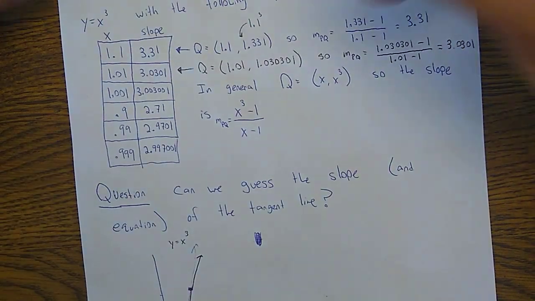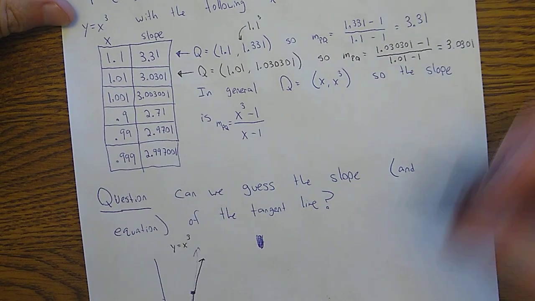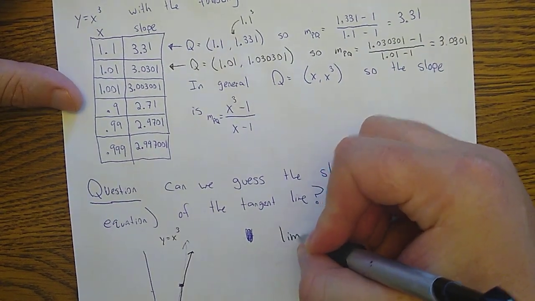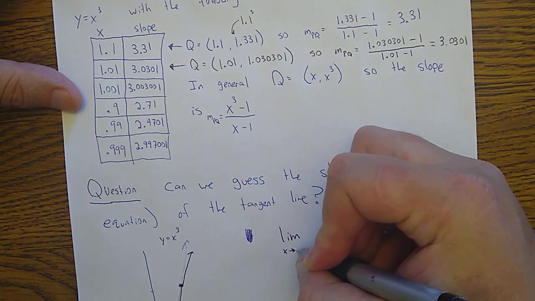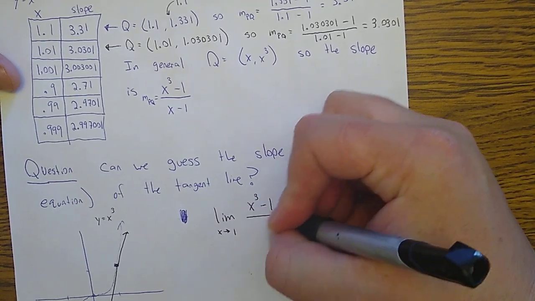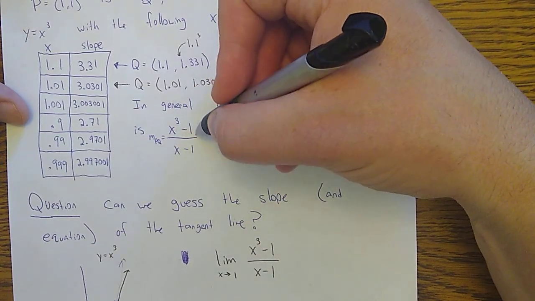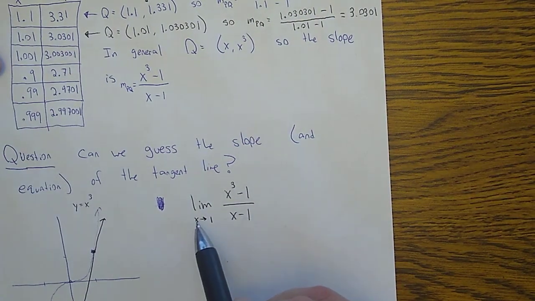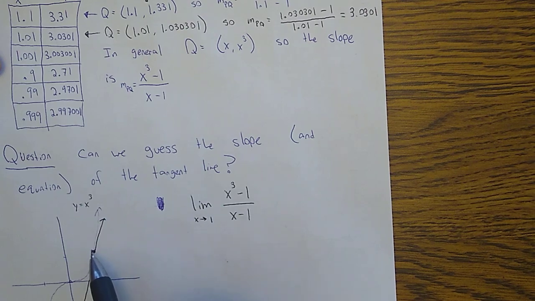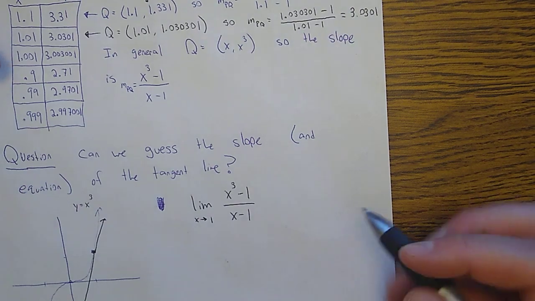I'm going to make this guess based on the table that we filled out. Like I was saying, to find the slope of the tangent line, I'm going to take the slope of the secant line, which was x cubed minus 1 over x minus 1, and I am going to take x super duper close to 1. In other words, the limit as x goes to 1.